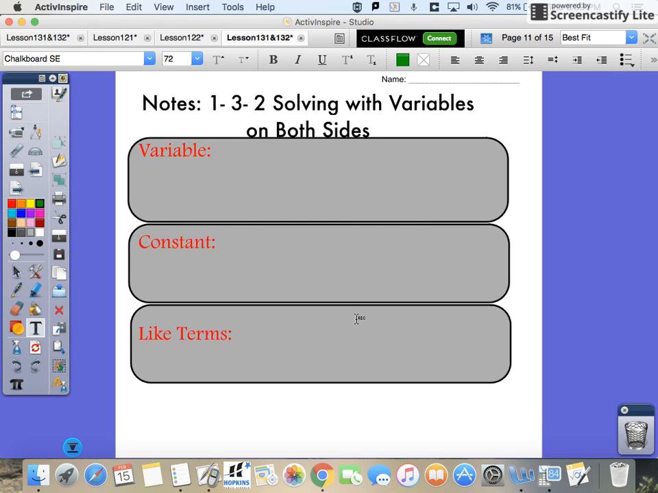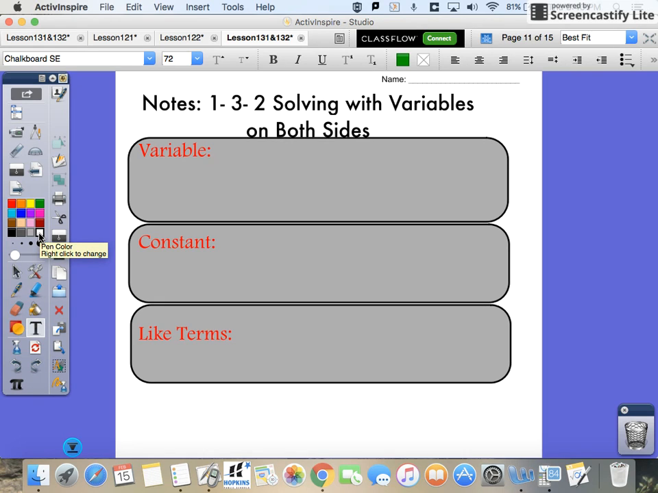All right, today's lesson is 132, which is an offshoot of our previous lesson 131. So 132 is basically solving equations with variables on both sides, so there's a slight tweak. Before we start, there's a couple terms we should define, the first of which is variable.